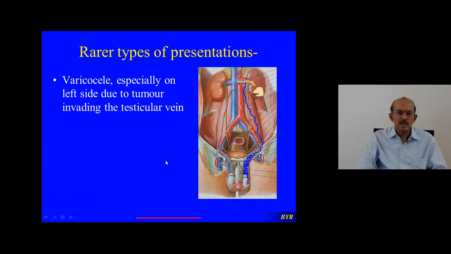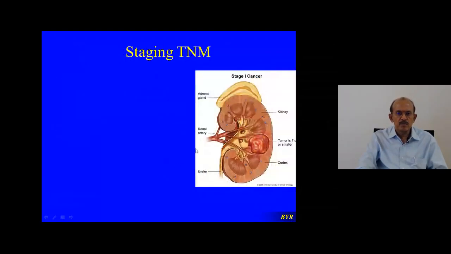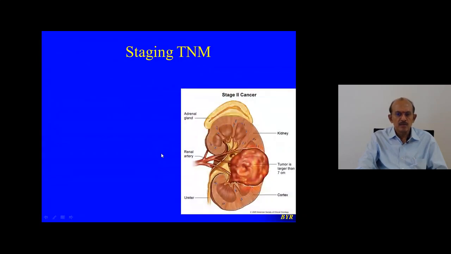Varicocele, especially on the left side, due to tumor invading the testicular vein. Nephrotic syndrome in old age. Staging by TNM. T1, the tumor is smaller than 7 centimeters. Stage 2, tumor larger than 7 centimeters.